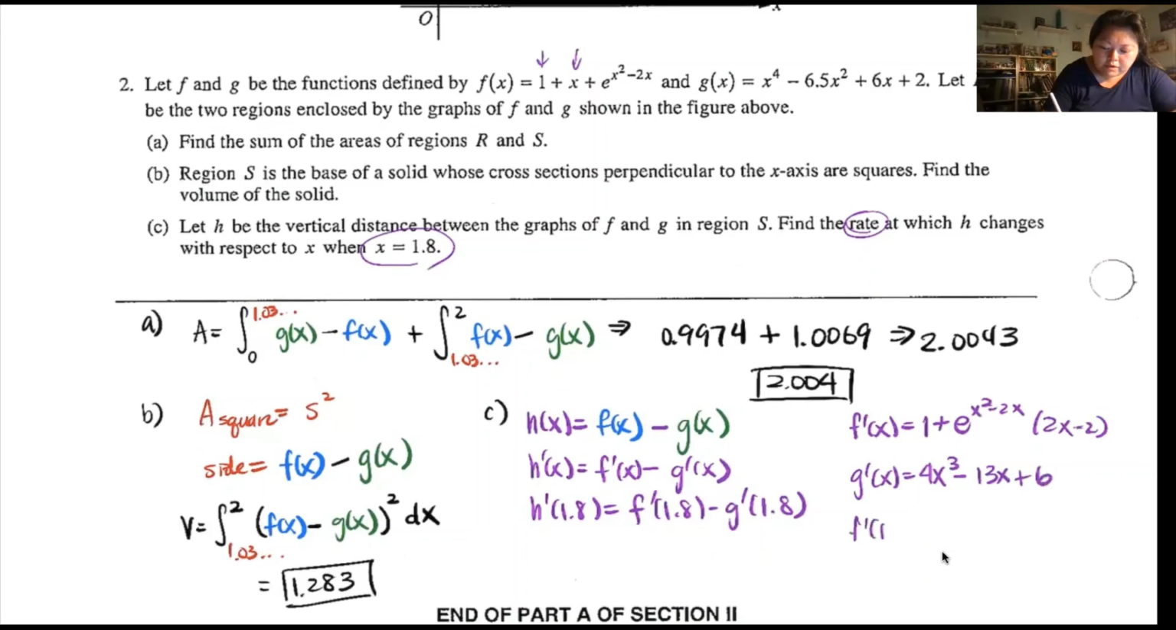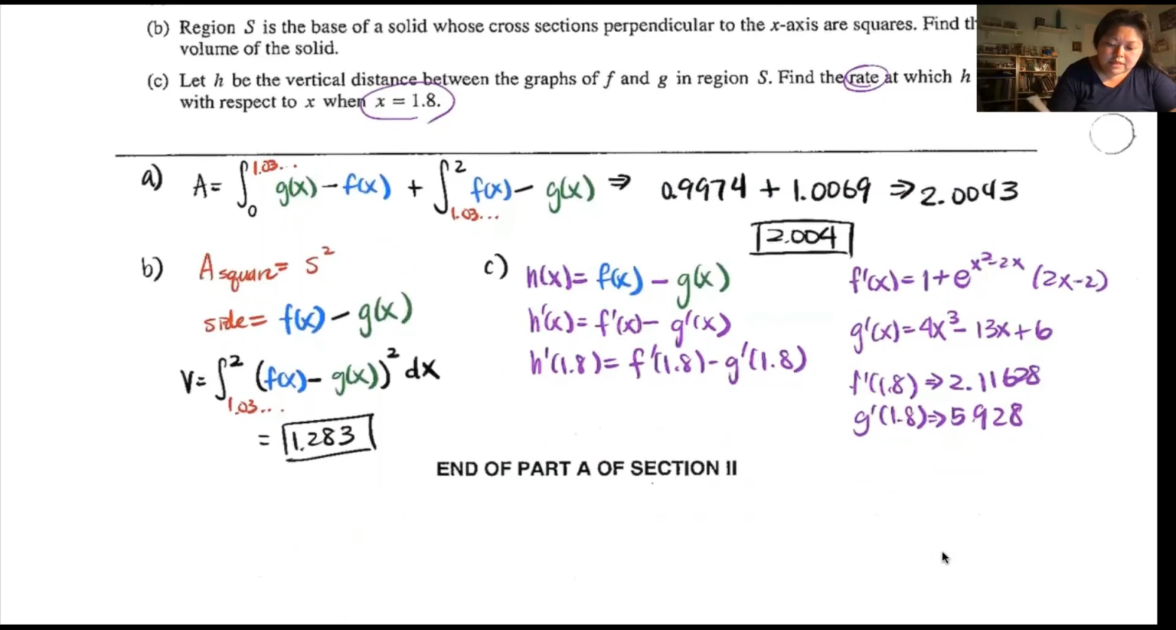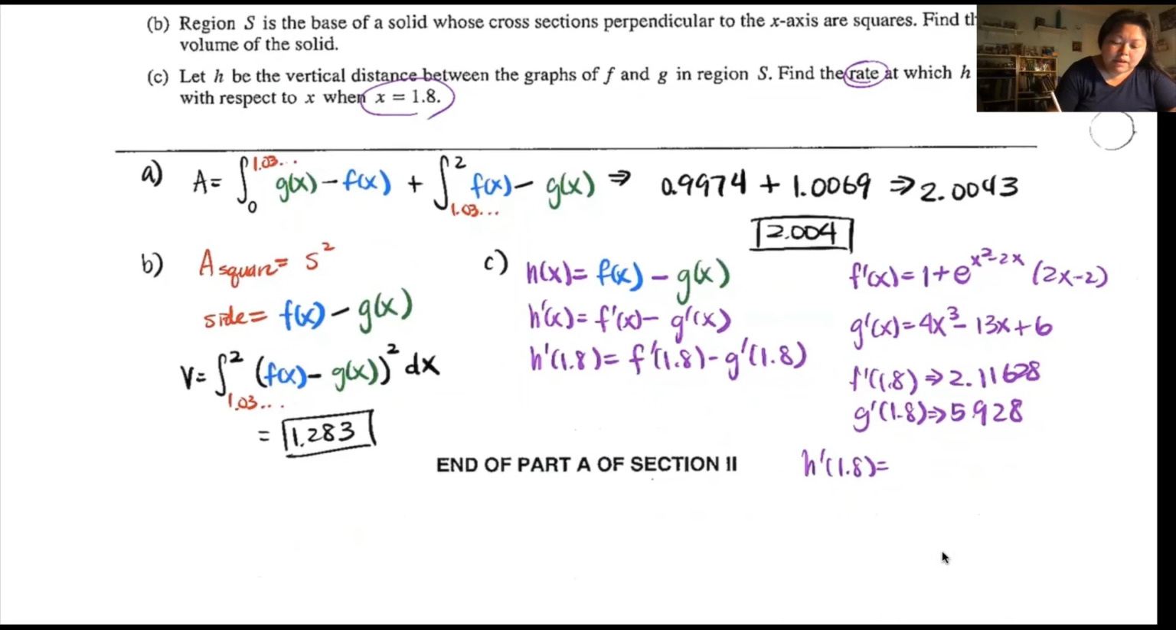So f prime of 1.8, plug it into the calculator. That will give me about 2.11628. More, of course, but I just kind of stopped there. G prime of 1.8 is 5.928. So then if you subtract the two, because h prime is f prime minus g prime, so h prime of 1.8 is really 2.11628 minus 5.928. It's about negative 3.8117. So again, we want to round to 3 decimal places, negative 3.812. That is the rate that h changes. Okay, that's it.